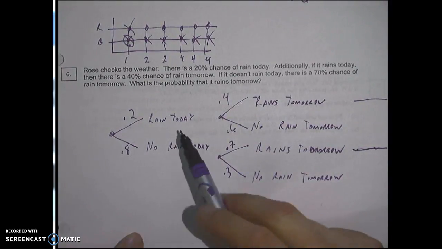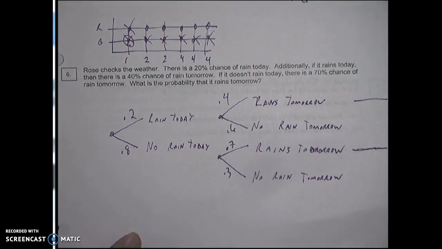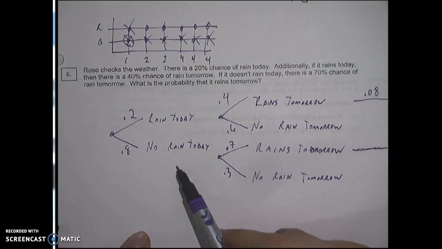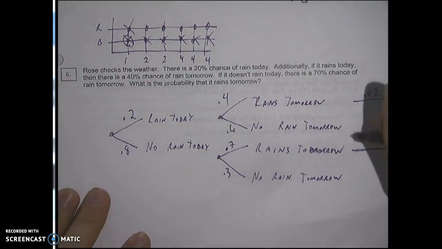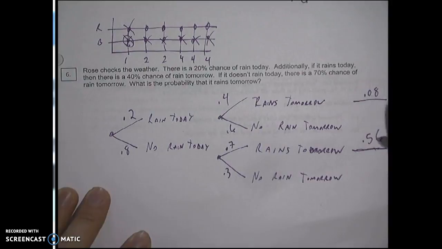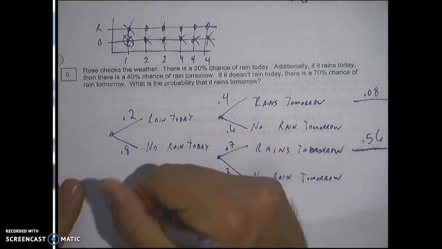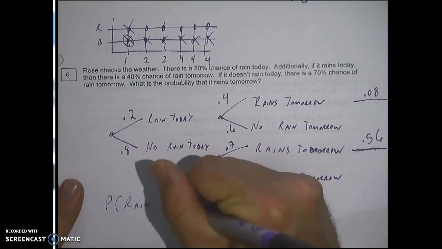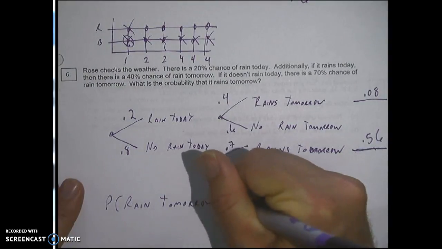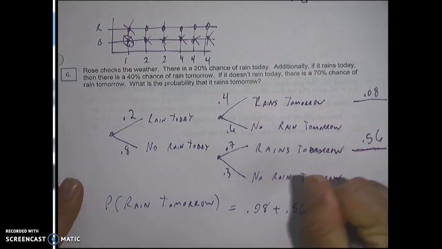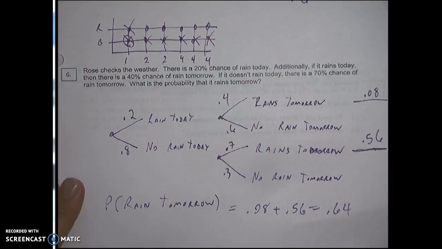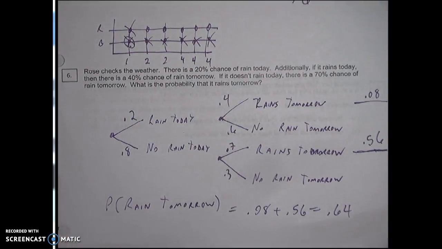So, to get the probability that it rains today and it rains tomorrow, that's 0.2 times 0.4, which is 0.08. To get the probability that it doesn't rain today, but it does rain tomorrow, is 0.8 times 0.7, which is 0.56. So to find the probability that it rains tomorrow, all you need to do is go 0.08 plus 0.56, which is 0.64. 64% chance of rain tomorrow.